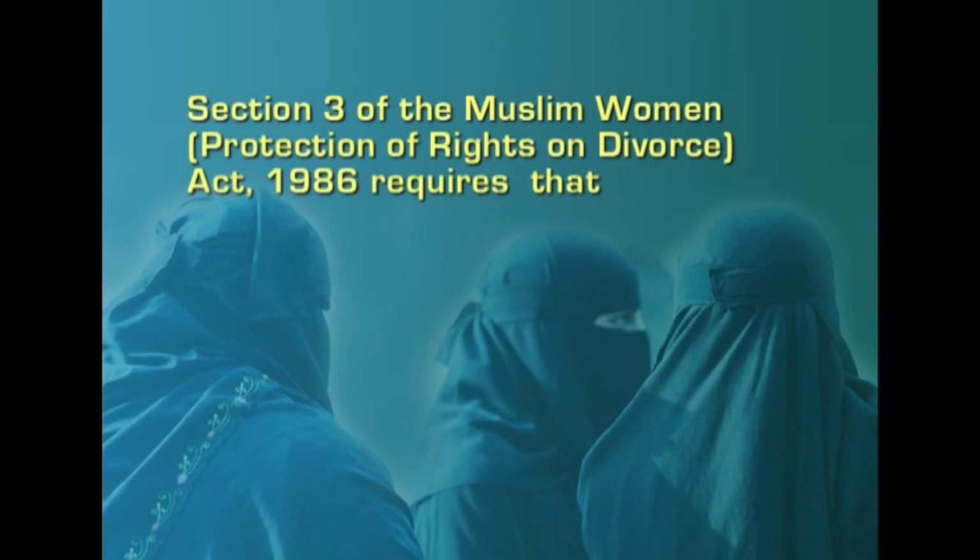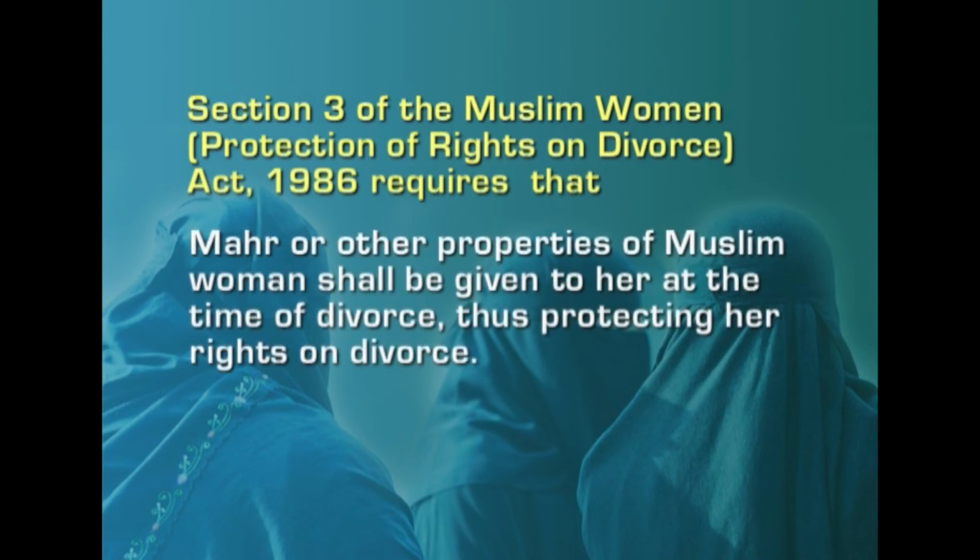The judicial divorce does not affect any right of dower, and she is entitled to half dower even if the marriage is not consummated. Section 3 of the Muslim Women Protection of Rights on Divorce Act 1986 requires that meher or other properties of Muslim women shall be given to her at the time of divorce, thus protecting her rights on divorce. Thus, the Acts of 1939 and 1986 provide some relief to Muslim women, thus contributing to gender equality to some extent.